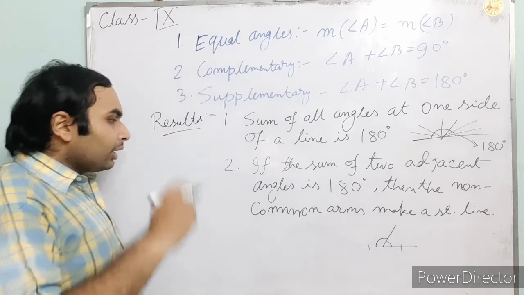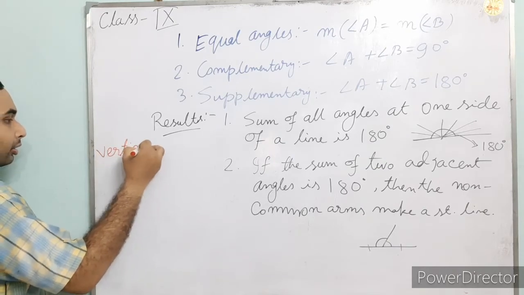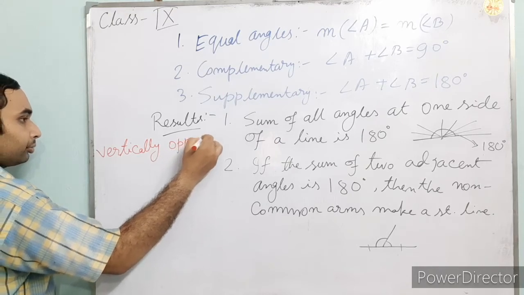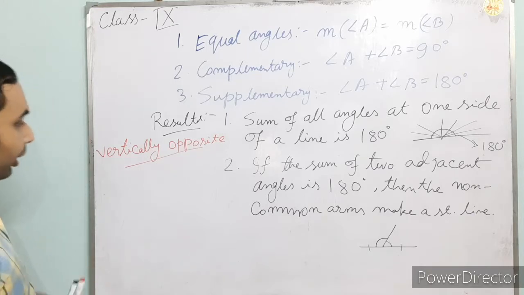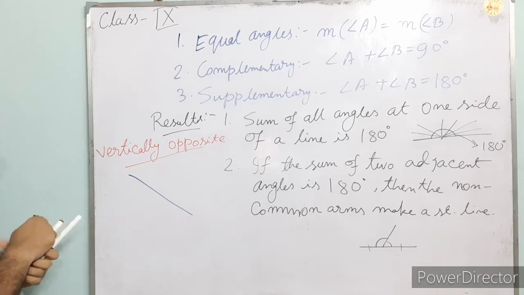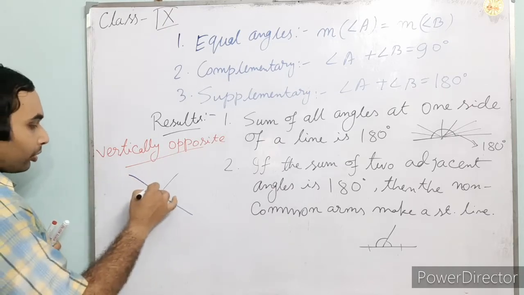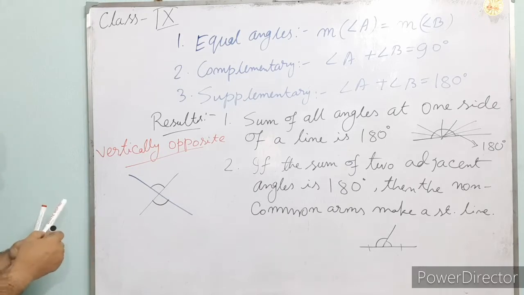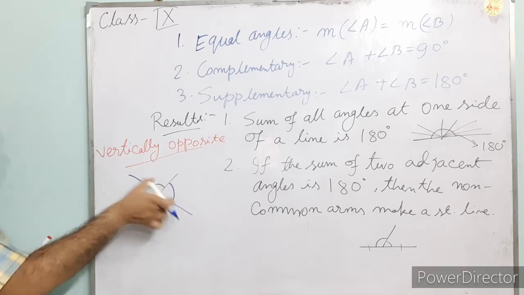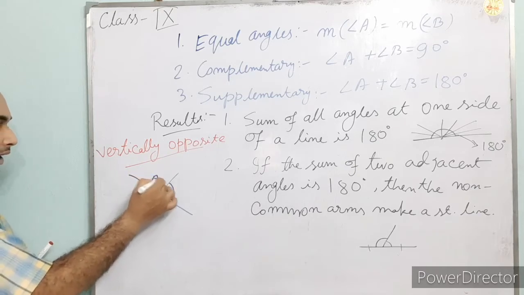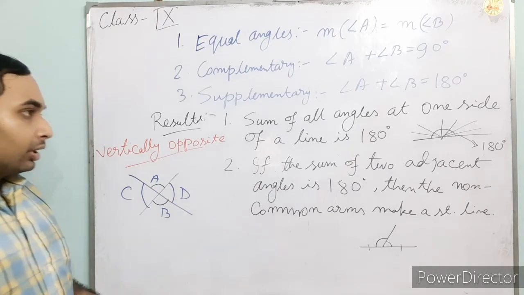Okay. Another type of angle I have forgotten to say, that is the vertically opposite angles. What are the vertically opposite angles? Whenever two lines intersect each other, the opposite angles formed are called the vertically opposite angles. Those measures are equal. That is, those two angles and those two angles are equal. This equals this, angle A equals angle B, and angle C equals angle D. Those are the vertically opposite angles.